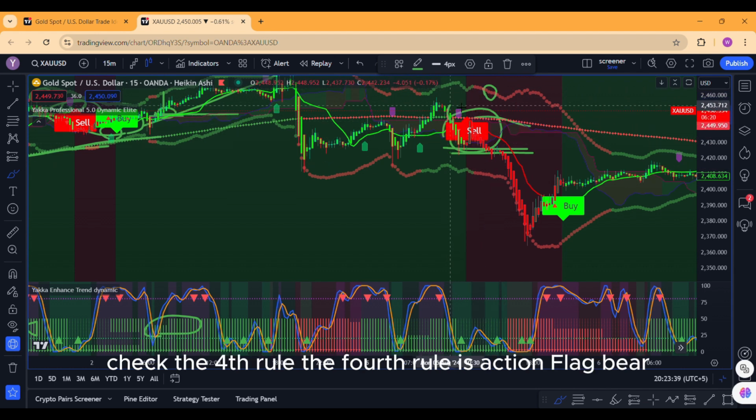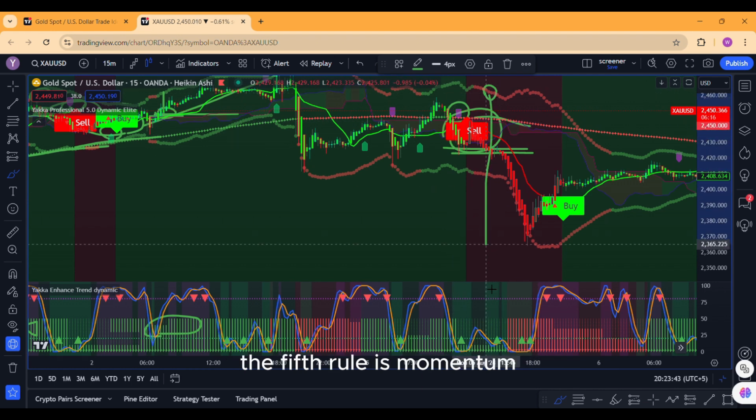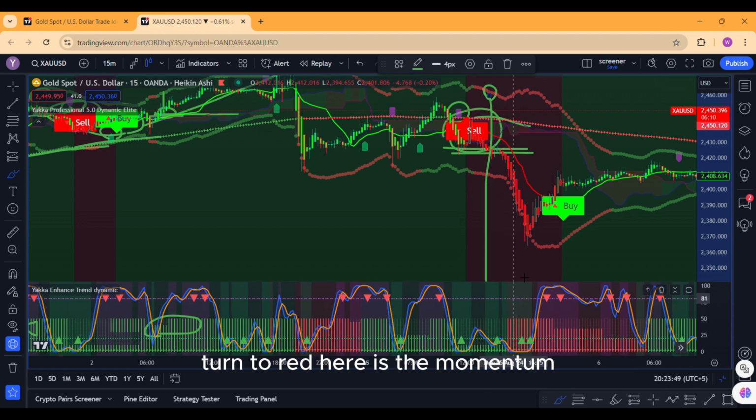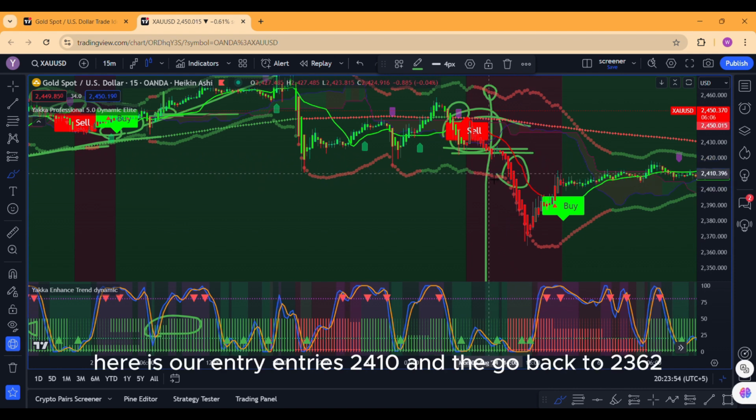Then check the fourth rule. The fourth rule, action flag bear, is also available. Then check the fifth rule. The fifth rule is momentum is green. Then wait for the momentum to turn to red. Here the momentum turns to red. Here is the point. Here is our entry at 2410 and it goes back to 2362.